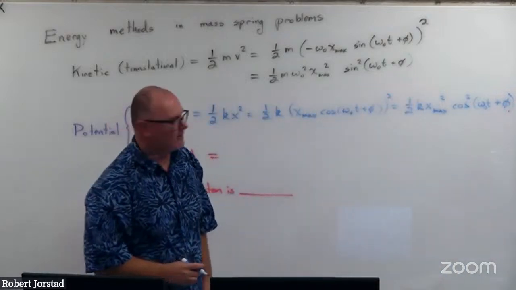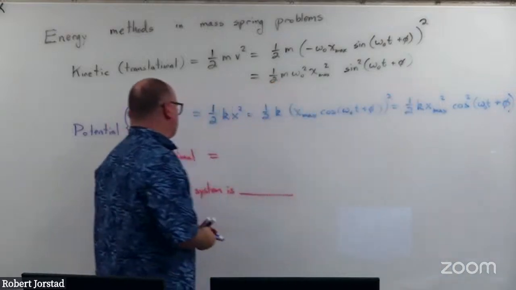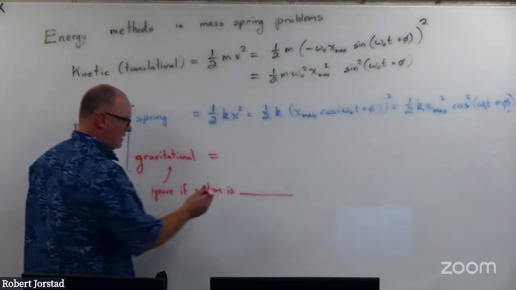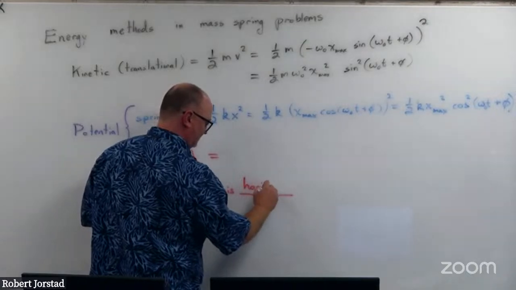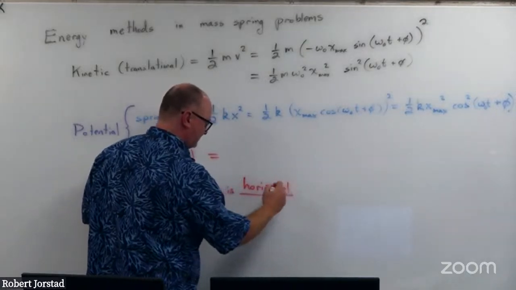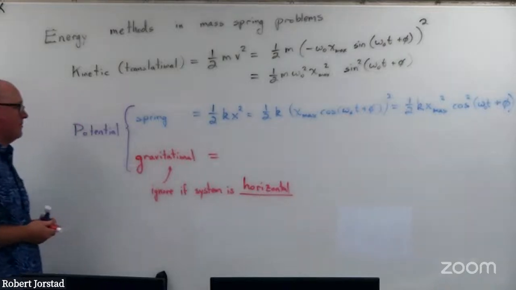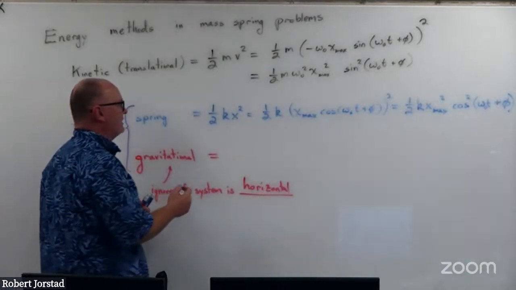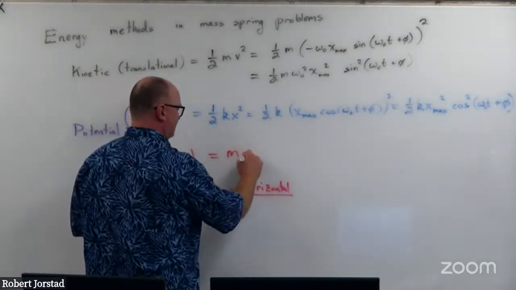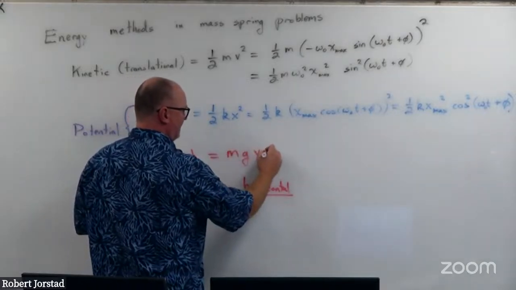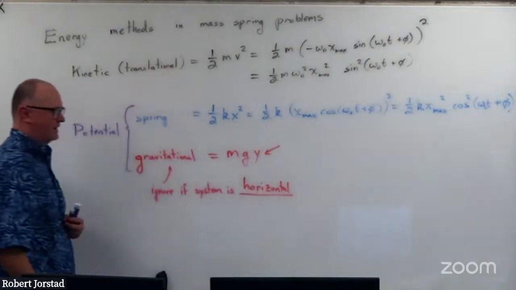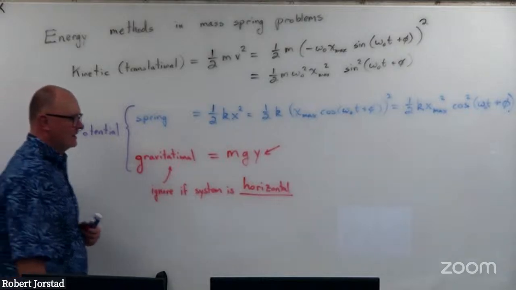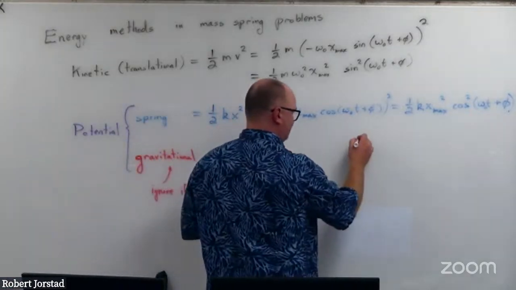Just barely. Okay. So now, gravitational. We're going to ignore this if the system is horizontal. But when the system's moving up and down, we better account for it. So that's going to be mgy. This equation is tricky. So what is y? Let me give you an example here.